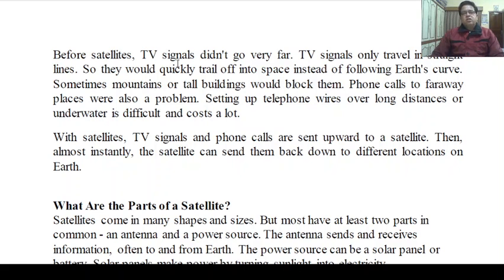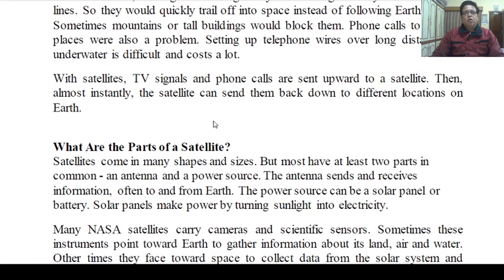Before satellites, TV signals did not go very far. TV signals only travel in straight lines, so they would quickly trail off into space instead of following Earth's curve. Sometimes mountains or tall buildings would block them. Phone calls to far away places were also a problem. Setting up telephone wires over long distances or underwater is difficult and costs a lot.